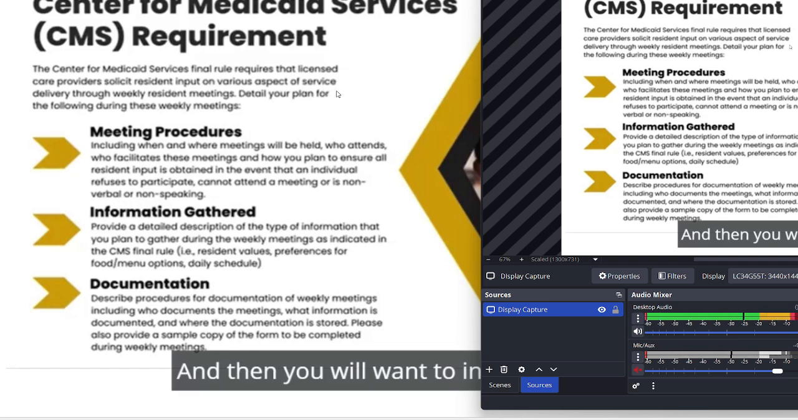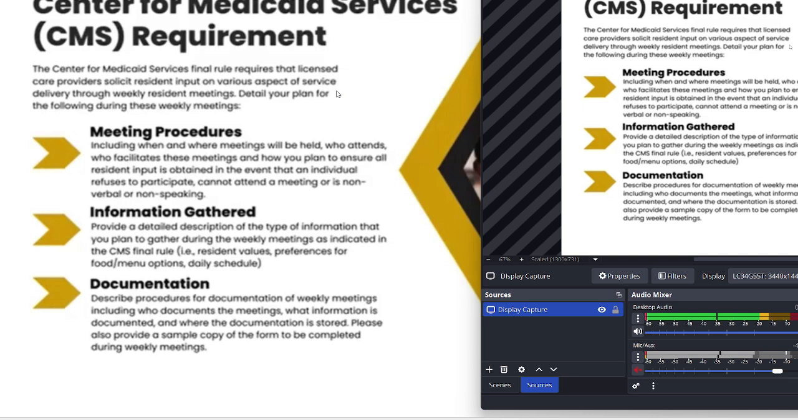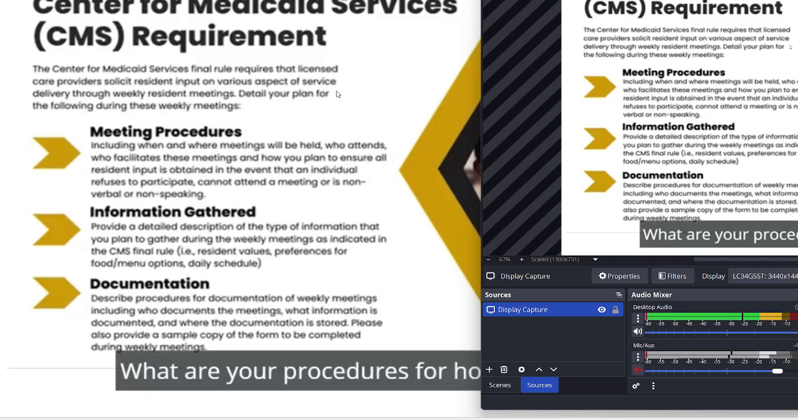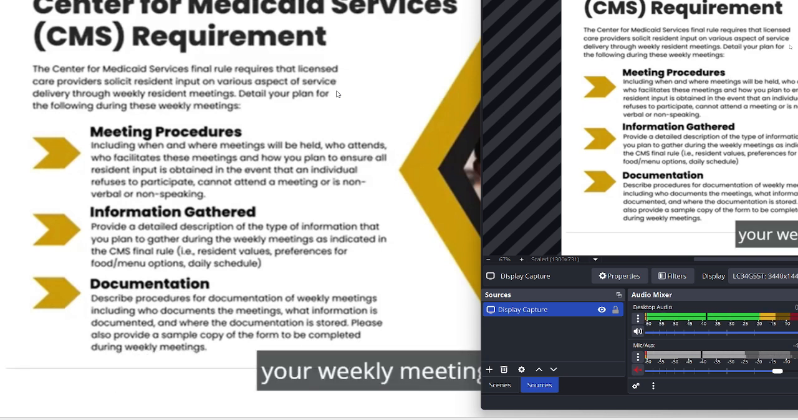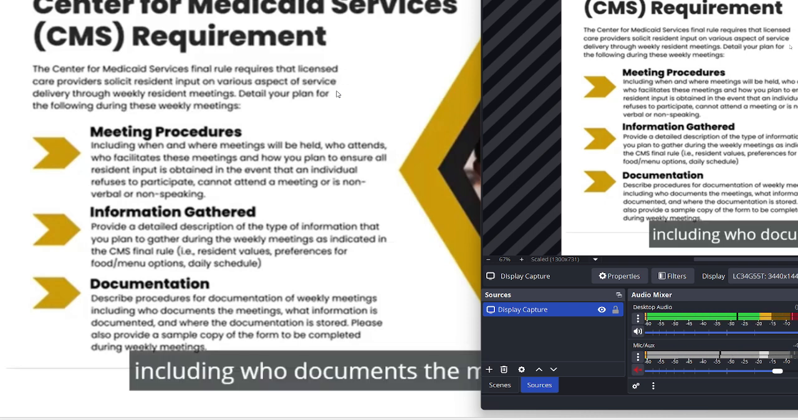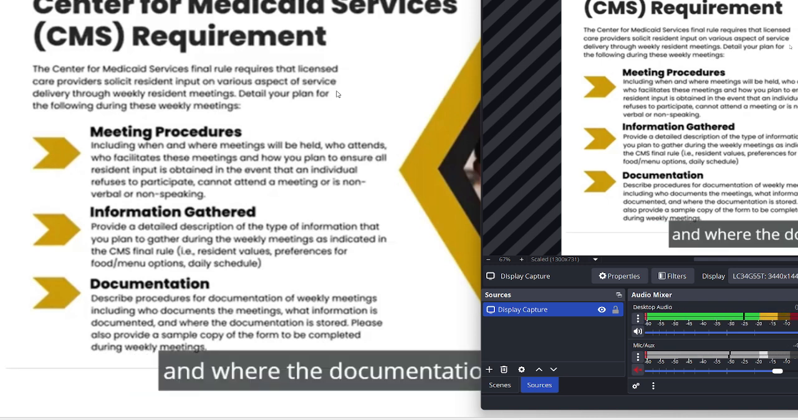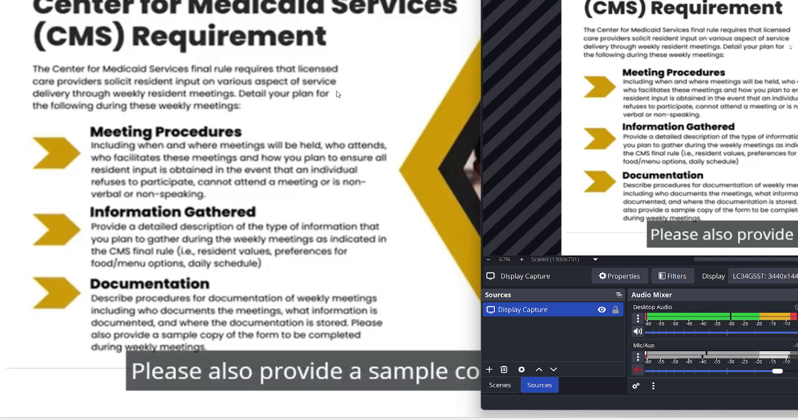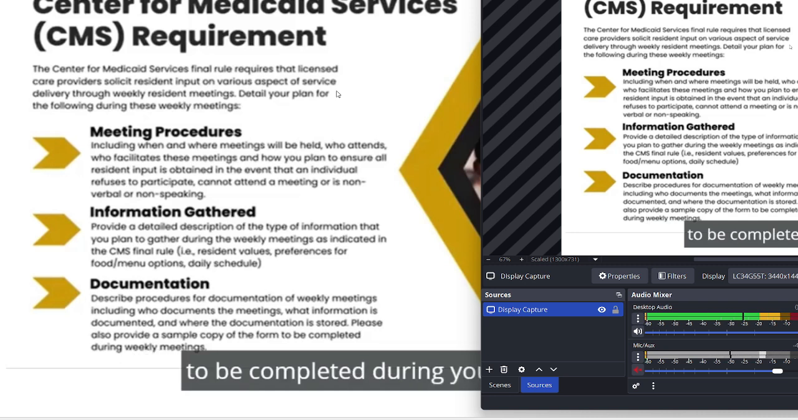And then you will want to indicate the documentation. What are your procedures for how to document your weekly meetings, including who documents the meetings, what information is documented, and where the documentation is stored? Please also provide a sample copy of the form to be completed during your weekly meetings.